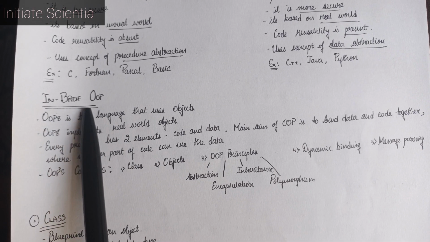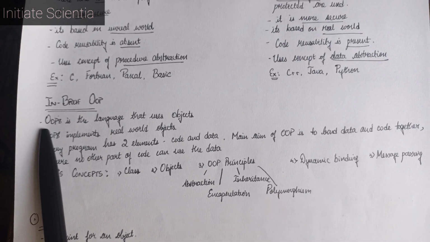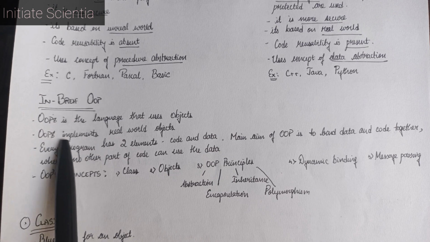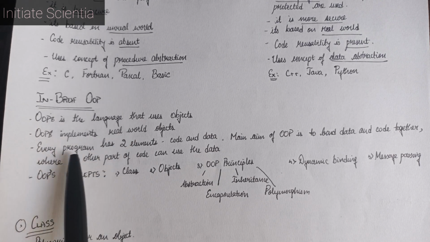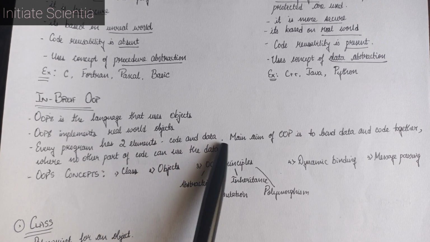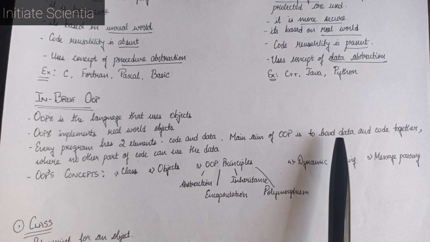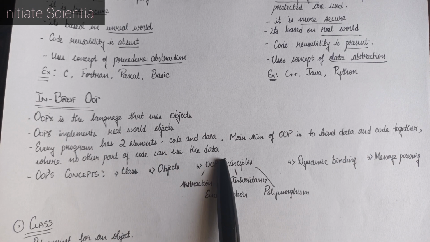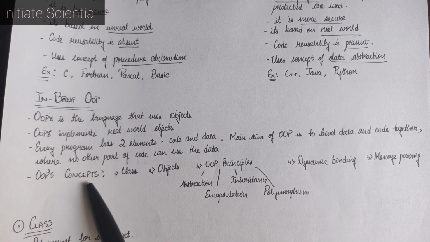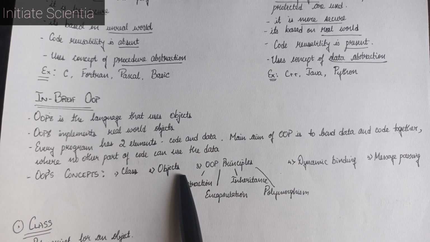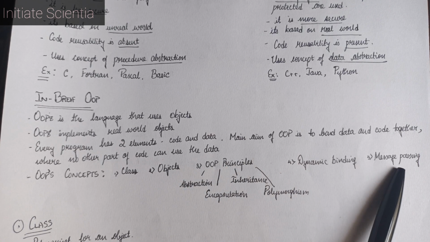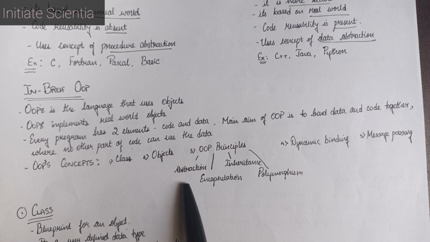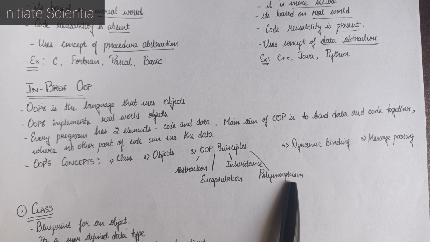Let's see in brief about OOP or object oriented programming. Object oriented programming is the language that uses objects. OOP implements real world objects. Every program has two elements, the code and the data. The main aim of OOP is to bind data and the code together, where no other part of code can use the data. The OOPS concepts are class, objects, OOPS principles, dynamic binding, message passing. OOPS principles are important, and we have abstraction, encapsulation, inheritance, and polymorphism.